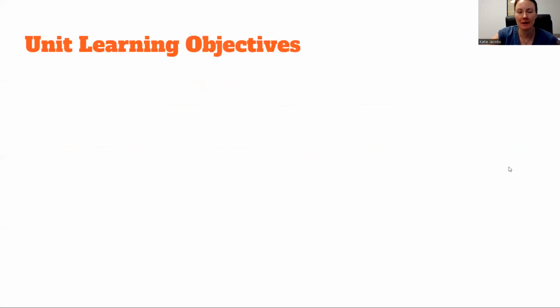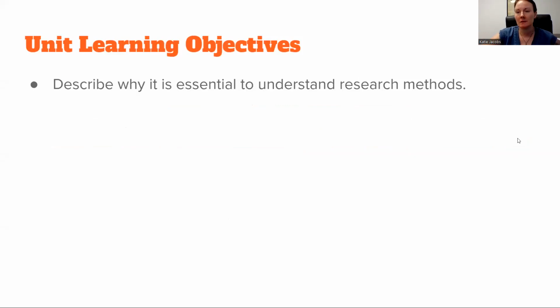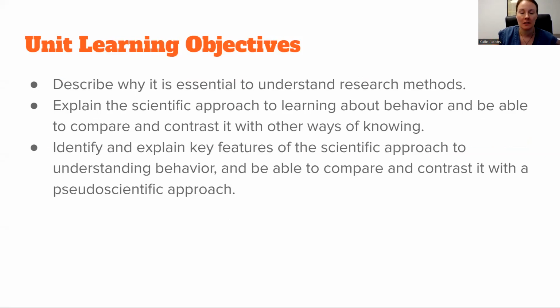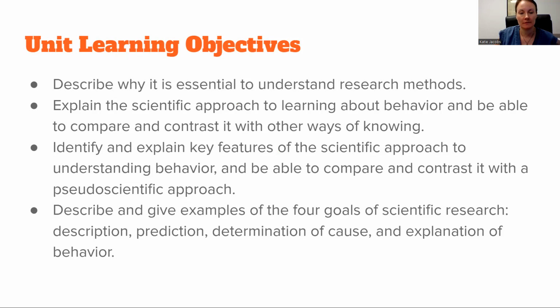And so by the time that you're done with this unit, there's some things I want you to be able to do. I want you to be able to describe why it is essential to understand research methods. I want you to be able to explain the scientific approach to learning about behavior and be able to compare and contrast it with other ways of knowing. I want you to be able to identify and explain key features of the scientific approach to understanding behavior and be able to compare and contrast it with pseudoscientific approach.